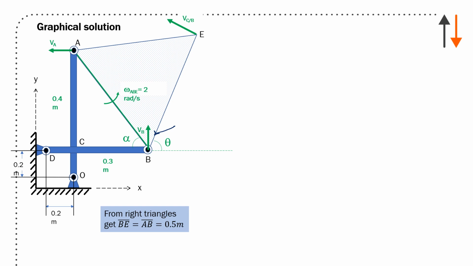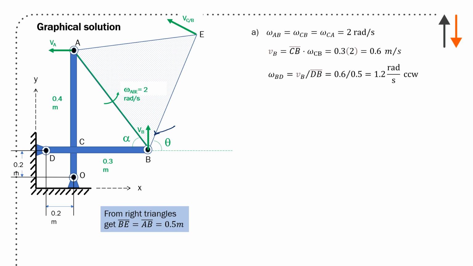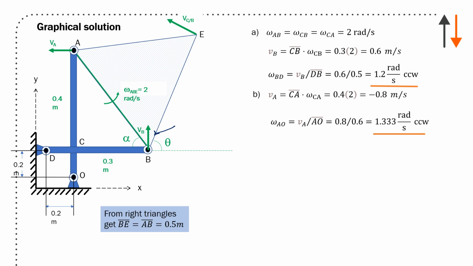From right triangles, we get BE equals AB, which is equal to 0.5 meters. So we are given 0.3, 0.4 meters. It's a 3, 4, 5 triangle. Omega AB equals omega CB, which equals omega CA, which equals 2 rad per second. Velocity of B is equal to 0.6 meters per second. Omega BD then is equal to 1.2 rad per second counterclockwise. So counterclockwise makes sense. Vertical upward makes sense. And there we go. VA, the other one, same thing. We now have all the terms we need.